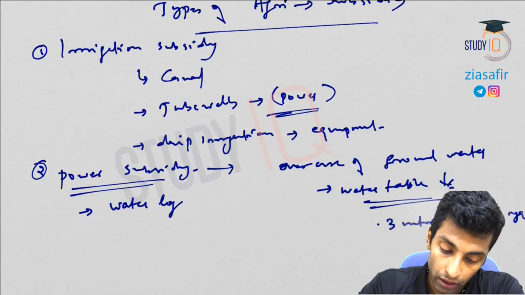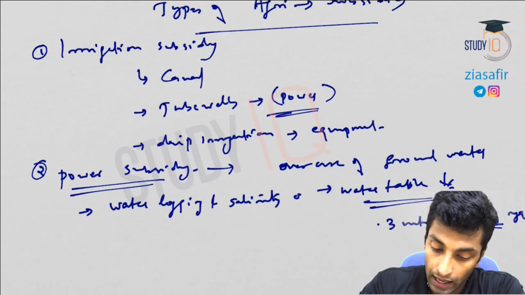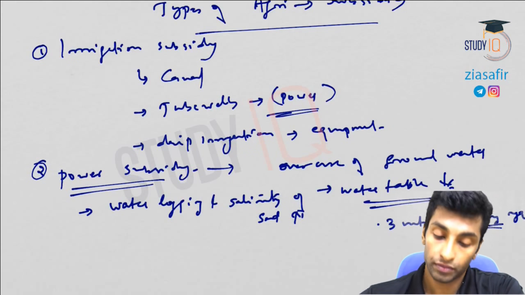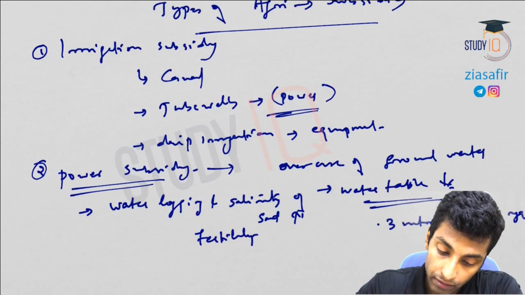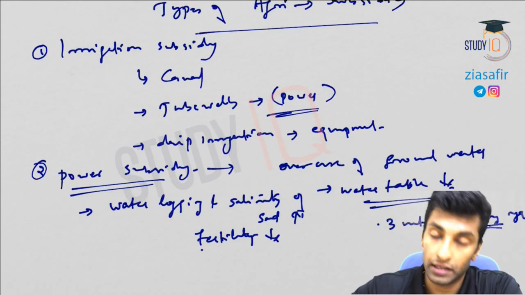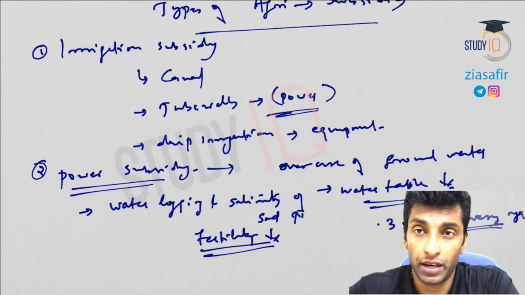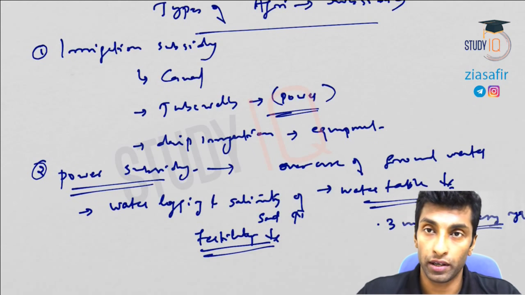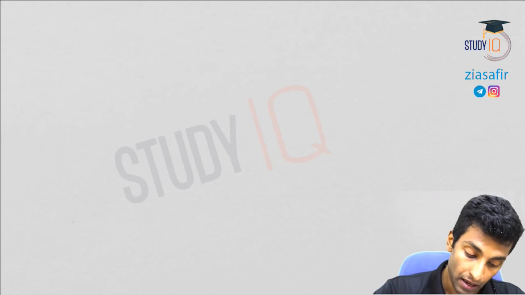So water logging and salinity of soil increase. When the salinity of the soil increases, fertility will decrease. This is actually the problem in Punjab and Haryana, especially after the Green Revolution. The Green Revolution was completely based on overuse of water and excessive irrigation. So this is a typical problem in Punjab and Haryana.